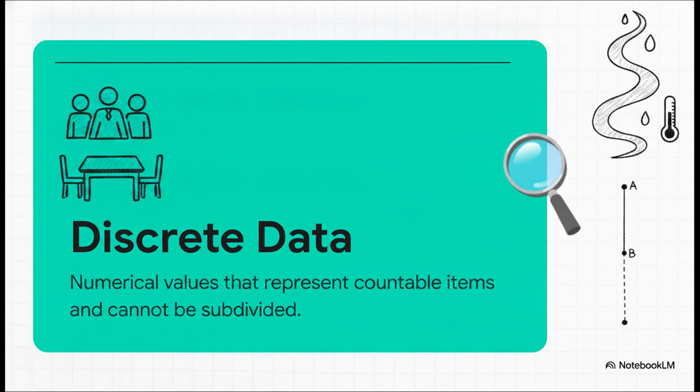Discrete data represents countable items that simply cannot be subdivided. Put simply, you can't have half a student. Continuous data, however, can be infinitely subdivided into fractions and decimals. Think of things you measure rather than count, like temperature, time, or a person's exact height.